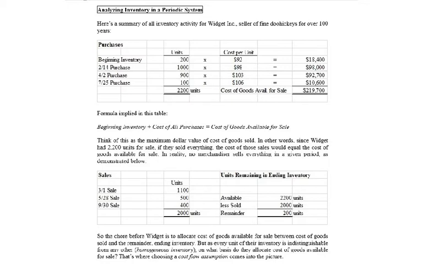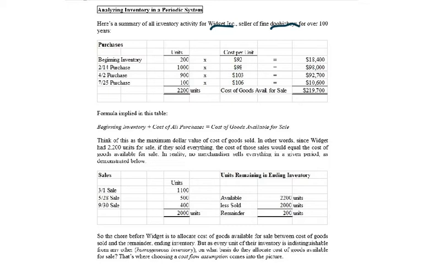All right, so the first thing we're going to do is just some basic setup data here. In other words, what's the inventory we're analyzing? In this case, we've got Widget Inc., which is a seller of, again, fine doohickey, simply meaning we don't really know what it is. It's just some generic good, for over 100 years. So it's extra background information.